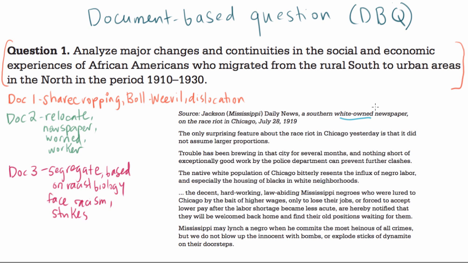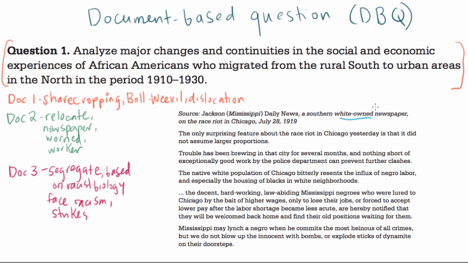The native white population of Chicago bitterly resents the influx of Negro labor, and especially the housing of Blacks in white neighborhoods. The decent, hard-working, law-abiding Mississippi Negroes who were lured to Chicago by the bait of higher wages, only to lose their jobs or be forced to accept lower pay after the labor shortage became less acute, are hereby notified that they will be welcomed back home and find their old positions waiting for them. Mississippi may lynch a Negro when he commits the most heinous of all crimes, but we do not blow up the innocent with bombs or explode sticks of dynamite on their doorsteps.